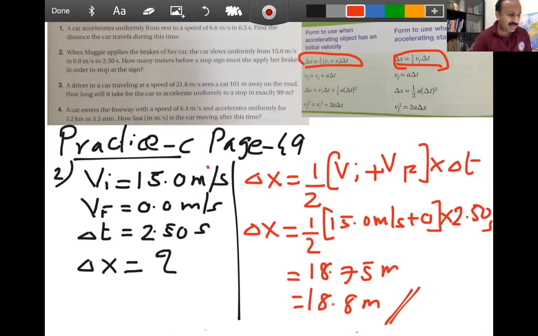So that's the answer for number 2, and now I'll do number 3. So 18.8 meters. You have to apply the brake at least 18.8 meters before that stop sign, or you can say simply 19 meters. Then only you'll be able to stop the car. Question number 3: a driver in a car. We'll erase this.